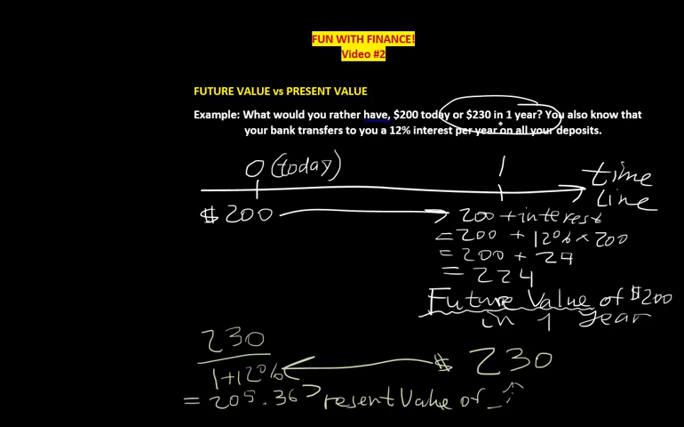Again, clearly 230 is the winner. So either way we look at it, we get more money with 230 in 1 year. And in terms of today's dollars, that is equivalent to receiving $5.36 more than simply $200 in year 0.